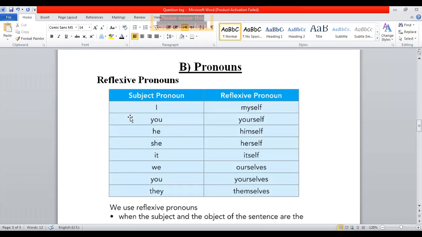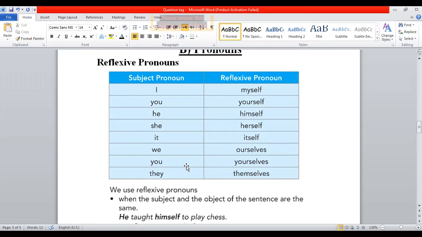There are some types of pronouns, as you know, and we have here the subject pronouns I, you, he, she, it, we, you, and they. And if you want to use the reflexive pronoun, you will just change I into myself. You, when I'm talking to only one person, you will change it into yourself. He, himself. She, herself. And it, itself. We, ourselves. You, yourselves, especially when you are talking to more than one person. And they.